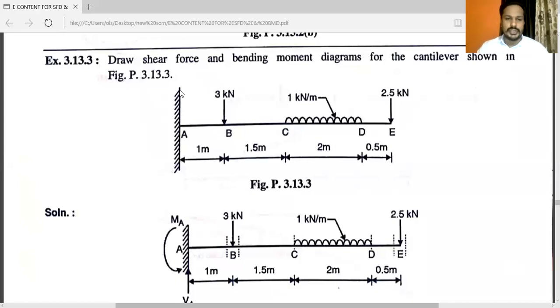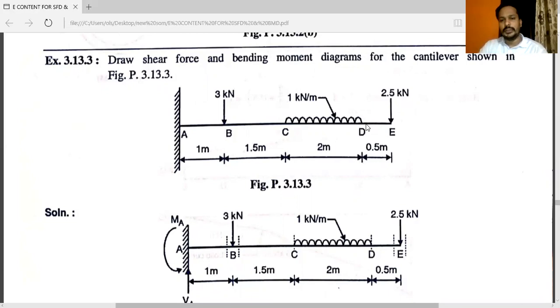The cantilever beam is given at point A. You can see point A is fixed. At point B, 3 kilonewton is acting. The distance is 1 meter from A. From B to C, there is no force. The distance is 1.5 meter. From C to D, a uniformly distributed load is given. You can see the intensity is given, that is 1 kilonewton per meter. The distance is 2 meter.